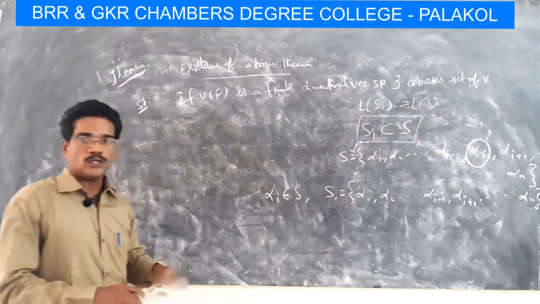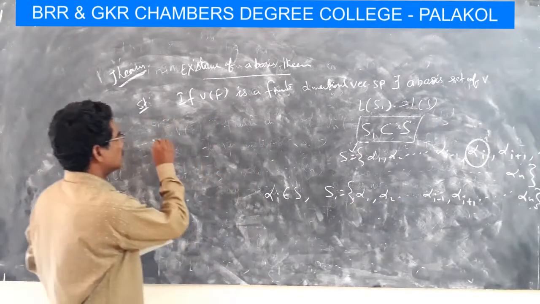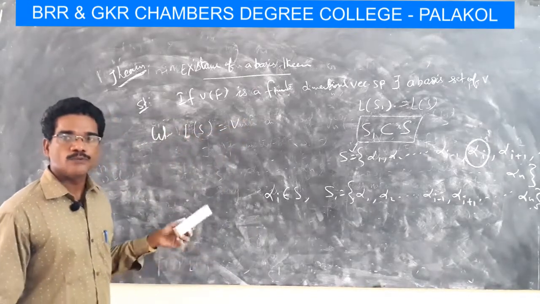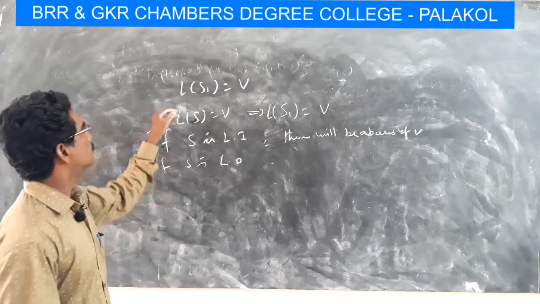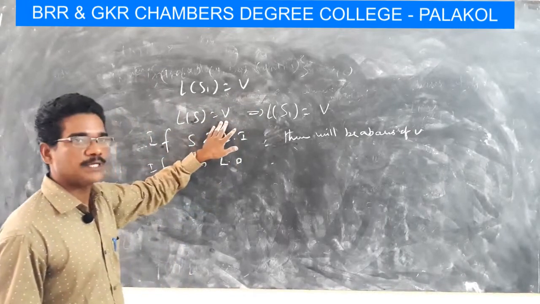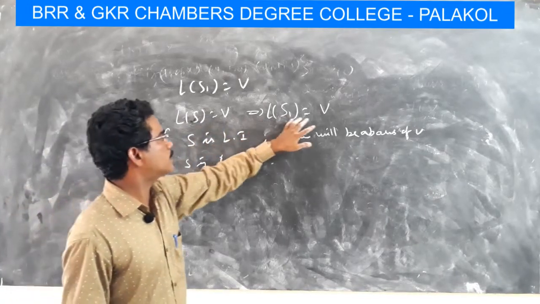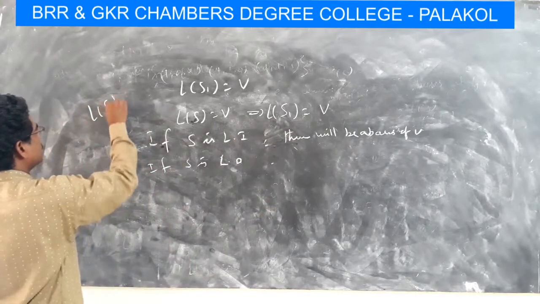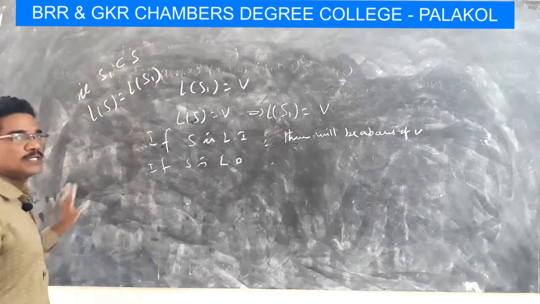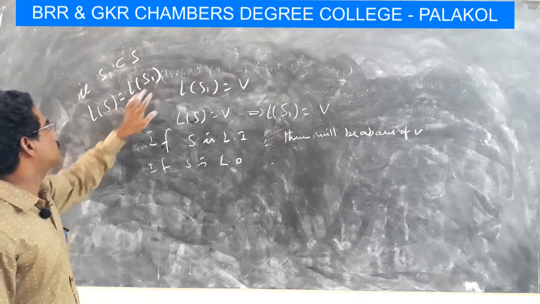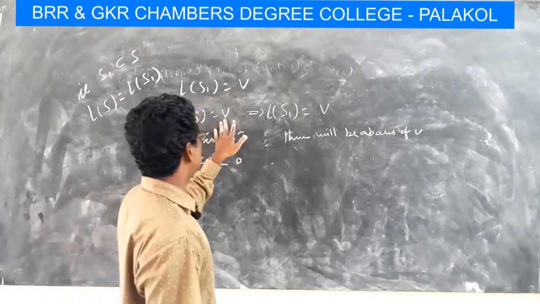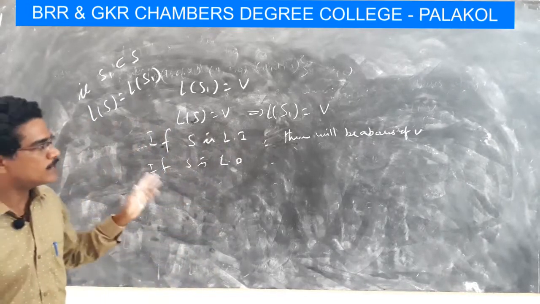Now suppose L(S) is equal to V. Then, students, L(S1) is equal to V. That means the linear span of S is V, which implies L(S1) equals V. Already we know that S1 is a subset of S, so by the known theorem L(S1) is equal to L(S), hence L(S1) is equal to V. Now if S is linearly independent, it will be a basis of V.